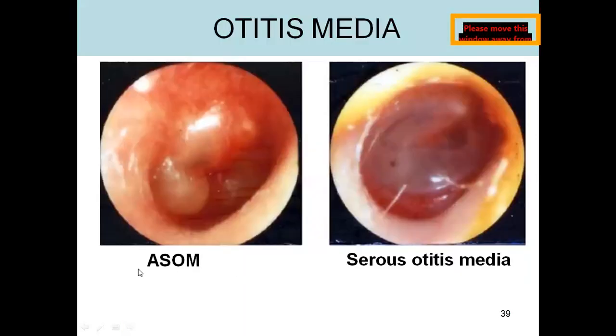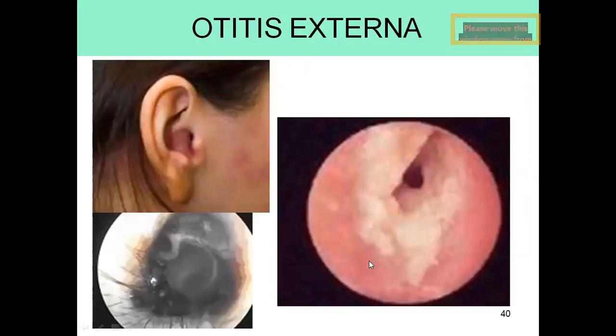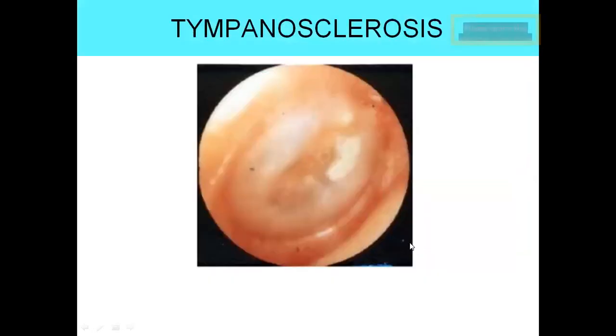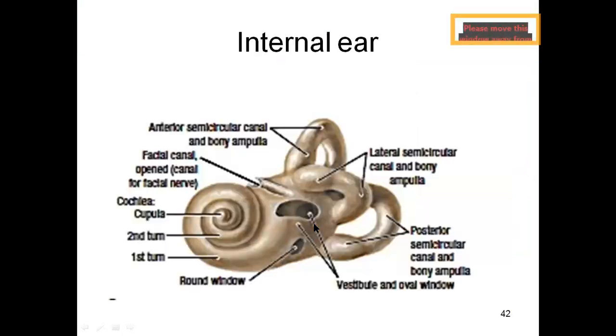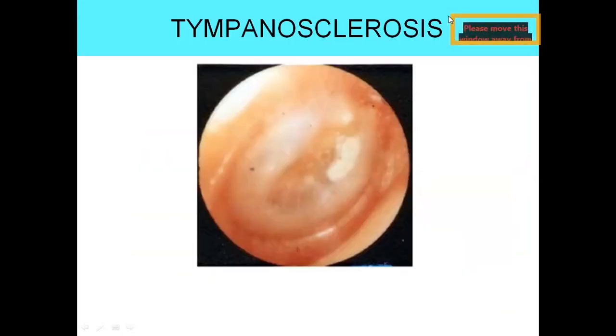So otitis media, what is this? Infection of the middle ear. It is acute suppurative otitis media. It looks like this. So serous otitis media. These are all different otoscopic images. If there is any infection outside, you call it otitis externa. If there is any hardening of this tympanic membrane, you call it tympanosclerosis. So these are the usual clinical conditions associated with the tympanic membrane.